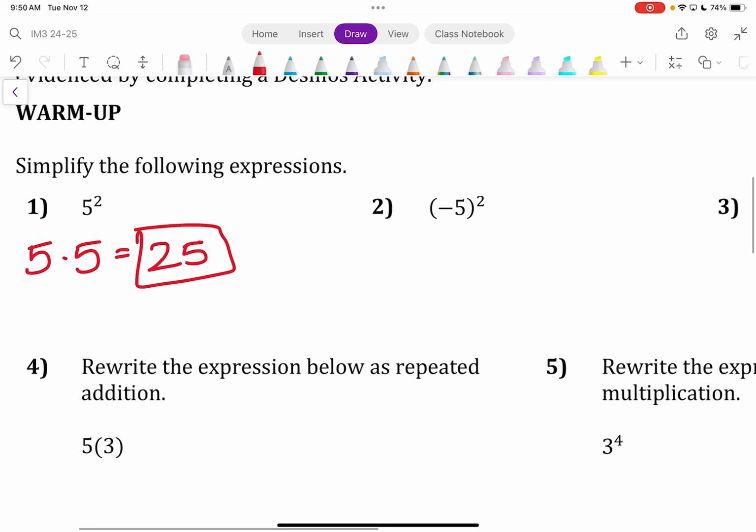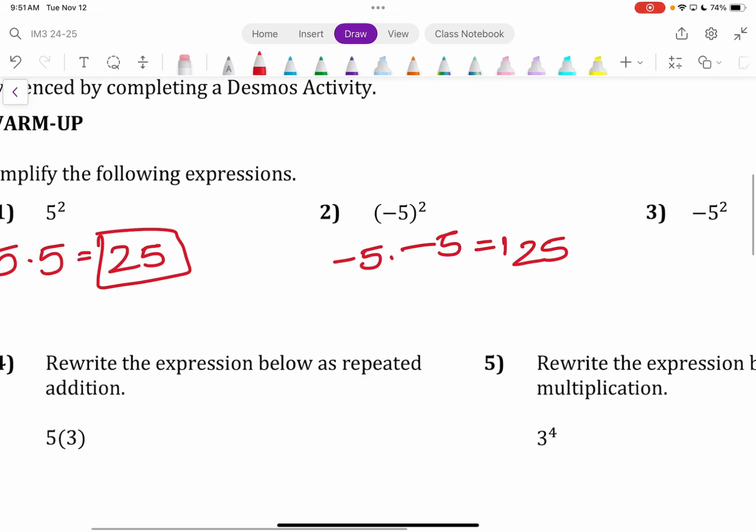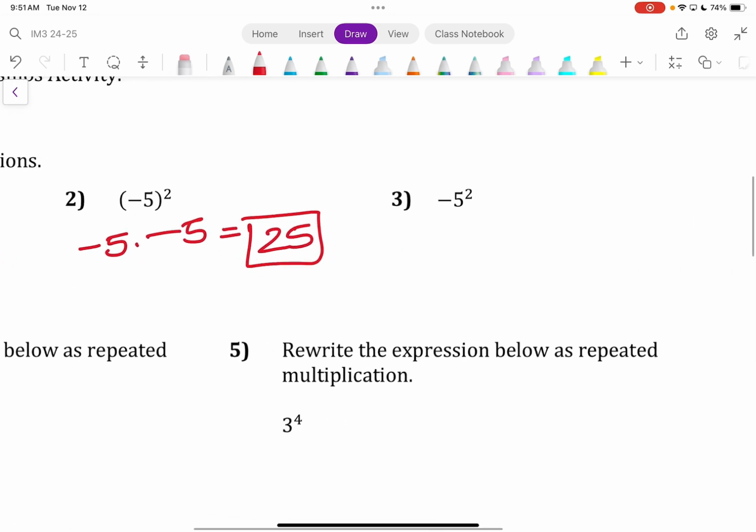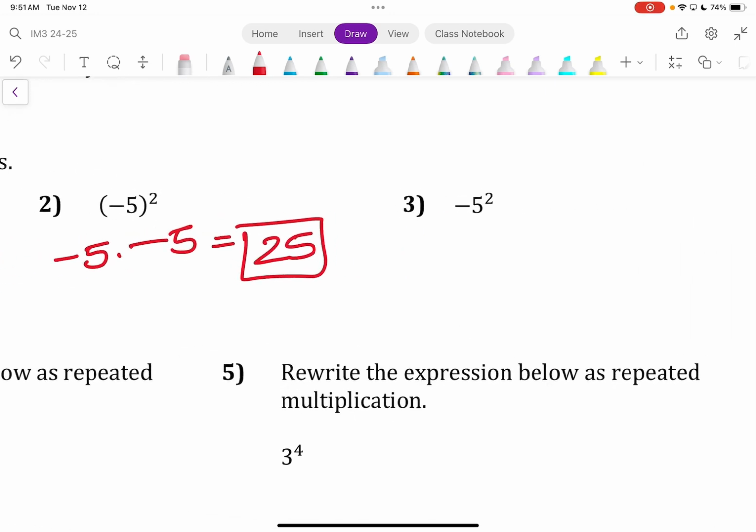All right, using that same idea, if I wanted to rewrite number 2, I would rewrite that as what times what? Josiah? What two things are getting multiplied in number 2? Very good. Negative 5 times negative 5, which is equal to what? Positive 25. Same answer. Great.